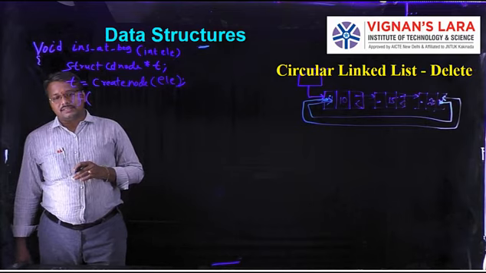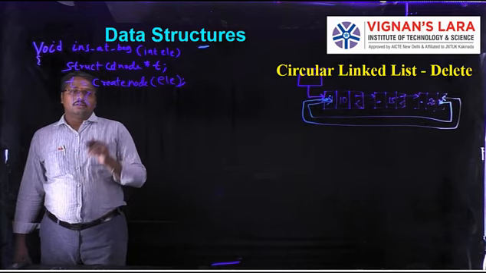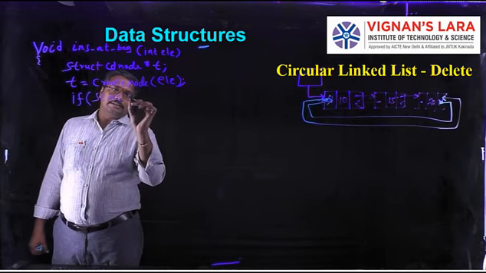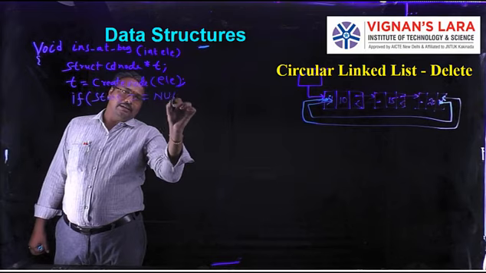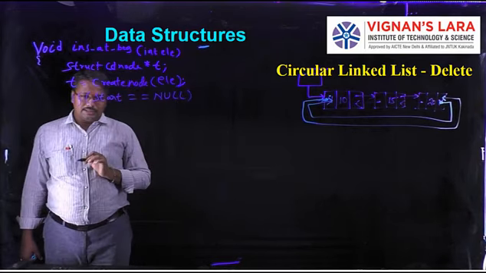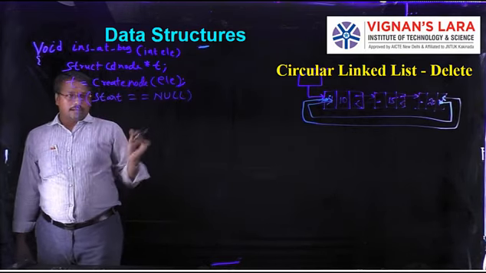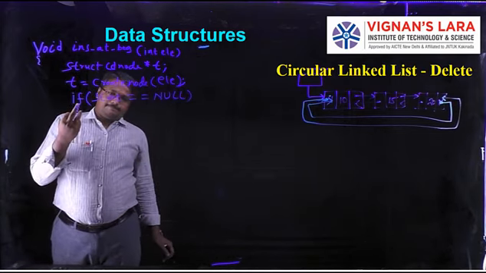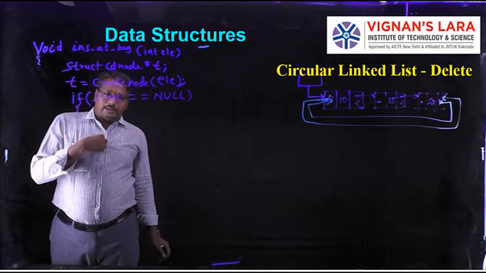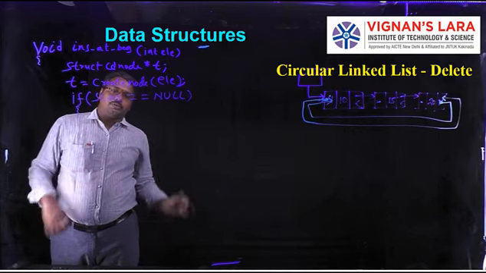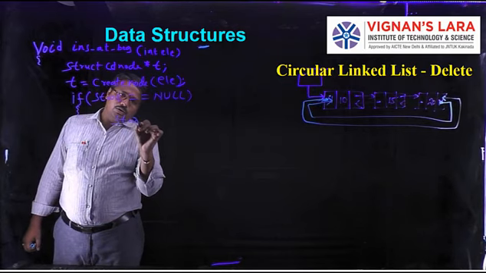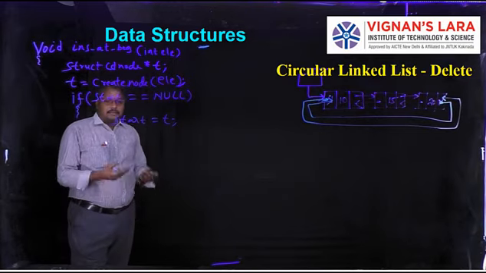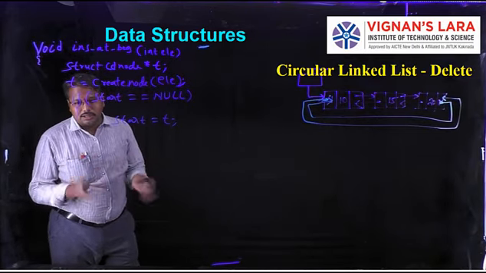How do I find whether the circular double linked list is empty or not? Start is a variable. If the start variable has null, it specifies an empty linked list, an empty circular double linked list. At that time, our created node is the first node. So start is equal to T. This you already learned in the single linked list as well as the double linked list.